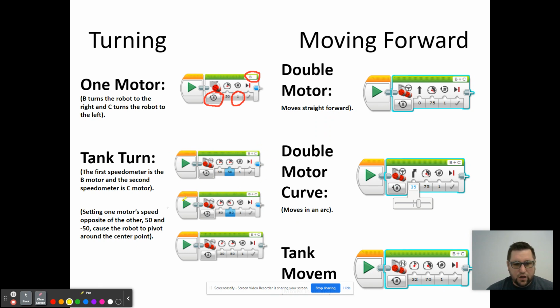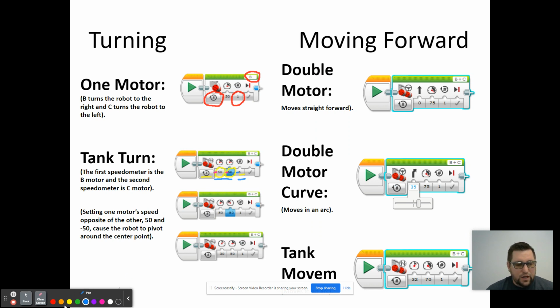This first scenario right here, where I have a 50 and a 50, this is on for rotations, and it's on for one rotation. In this case, since they're both on the same speed, my robot is just going to go forward for one rotation. Okay, to make it go backwards, I could change both of these 50s to -50, and my robot will go backwards. I could also, if I wanted to, make my rotation of degrees negative, and that would make it go backward. If I make both the speed and the rotations or degrees negative, the negatives cancel each other out, and the robot is going to go forward.